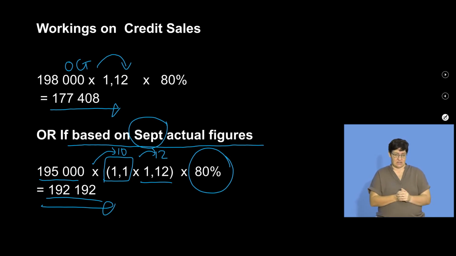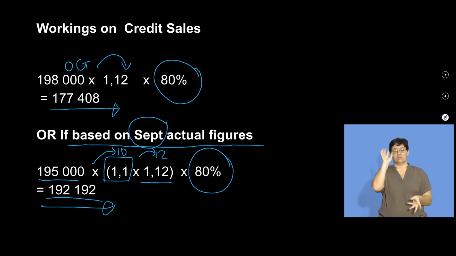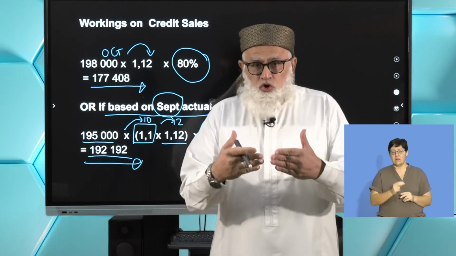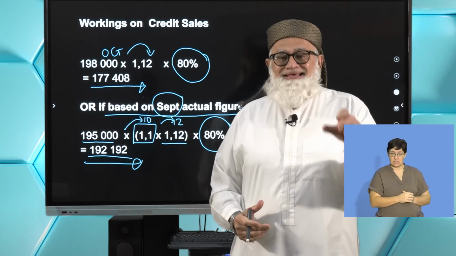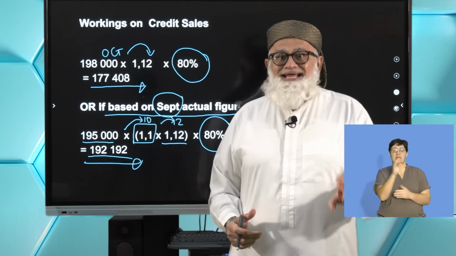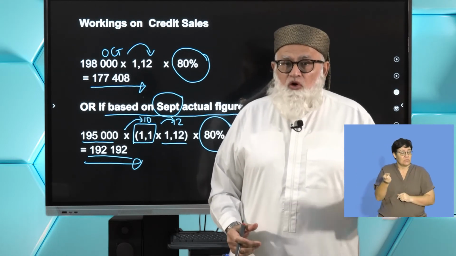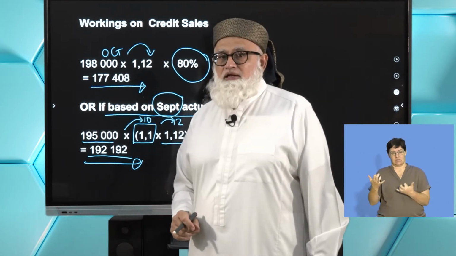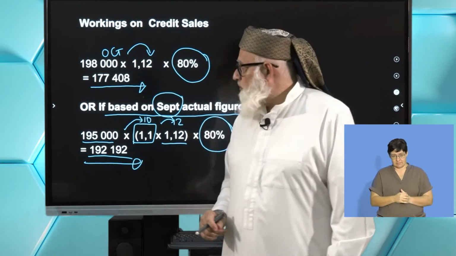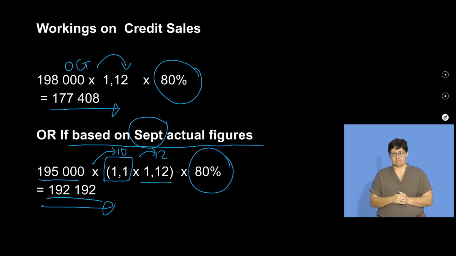Now remember, why are we multiplying by 80%? Because it is expected that credit sales will be 80% of your total sales. So, once again, look at the requirement of the question. The question said, calculate your projected credit sale for November. And based on that, this is the calculation that we have to do. Okay, next one.